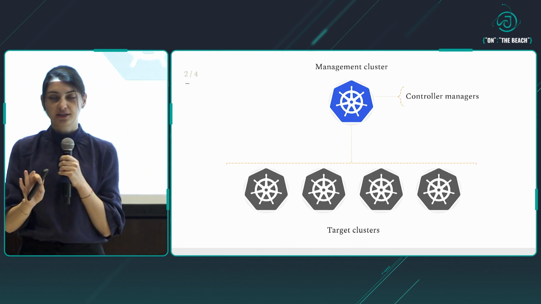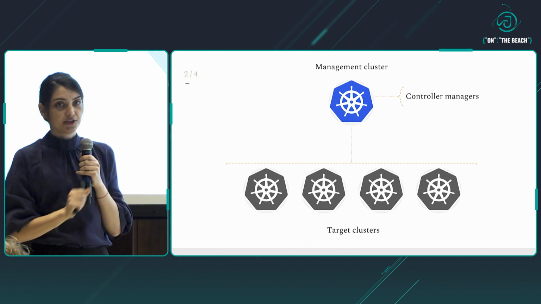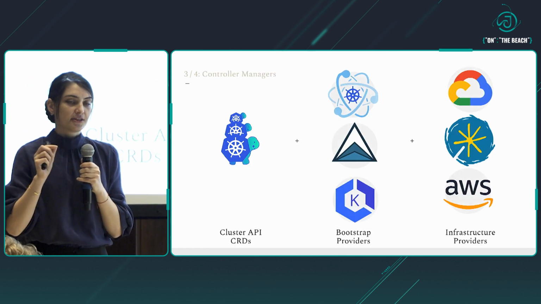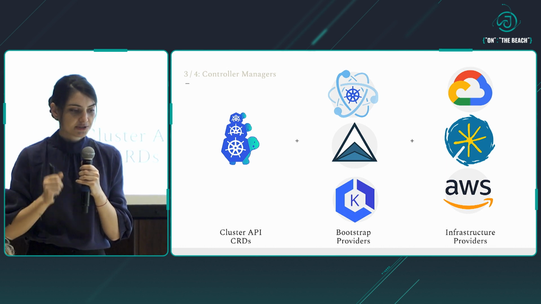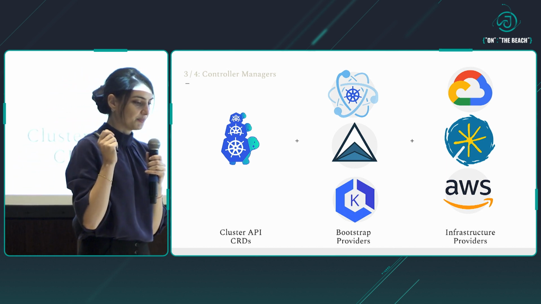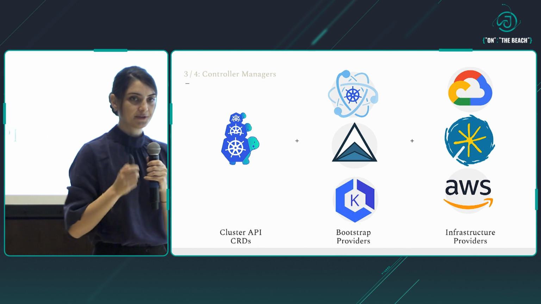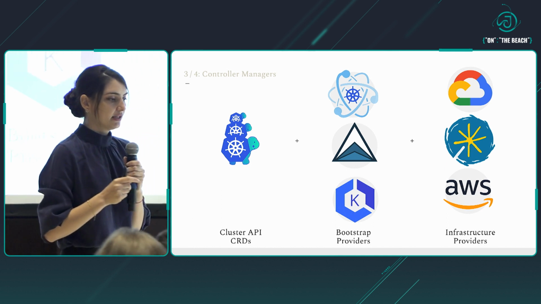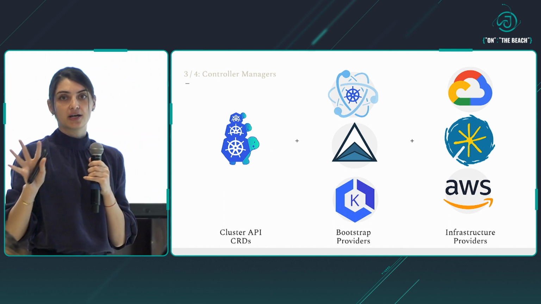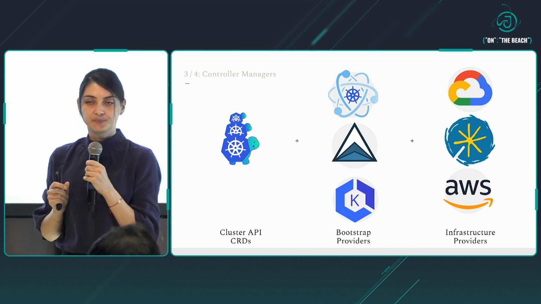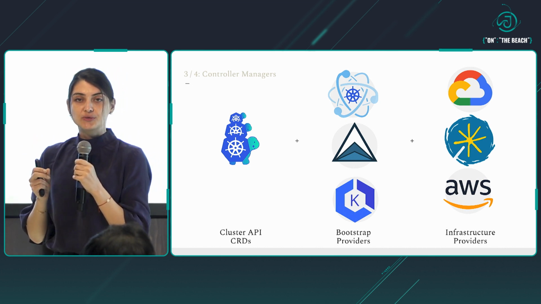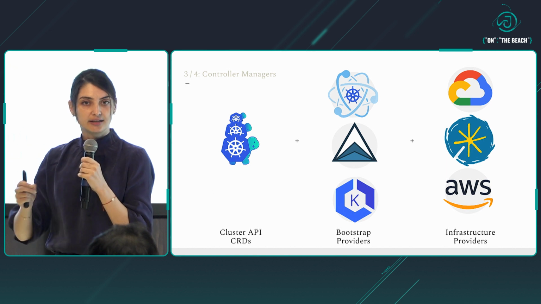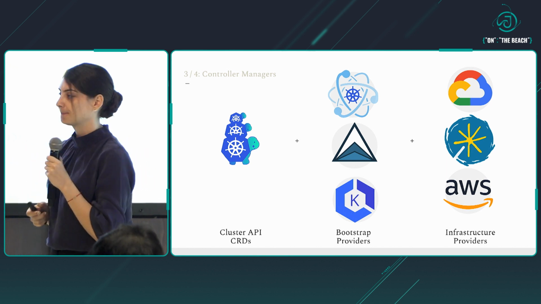Once we have our management cluster, we'll need to install the controller managers on top of it. And there are currently at least 3 controller managers that you require: the Cluster API CRDs, the Bootstrap provider, and the infrastructure provider. Now, Cluster API introduces 5 new custom resource definitions, or CRDs, and will require a controller to make sure that we can create, reconcile, and delete any resources we have for it.